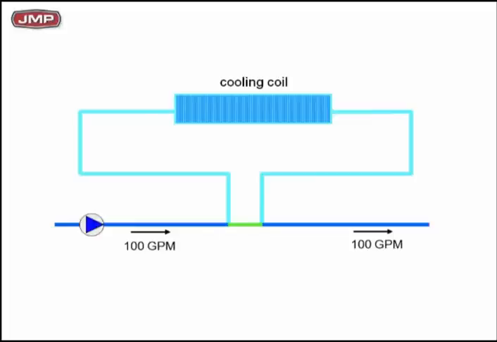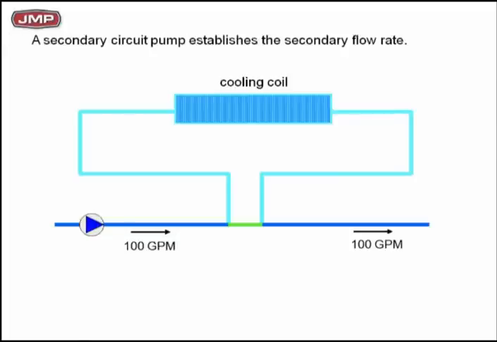So if I flow 100 GPM through that primary loop, the first T gets 100 GPM, and it's no pressure drop in the common pipe. So 100 GPM flows through the common pipe to the second T, and 100 GPM goes on out. So there's no flow in that secondary circuit. The only way to get flow in that secondary circuit, add a pump. So the secondary pump establishes the secondary flow rate.